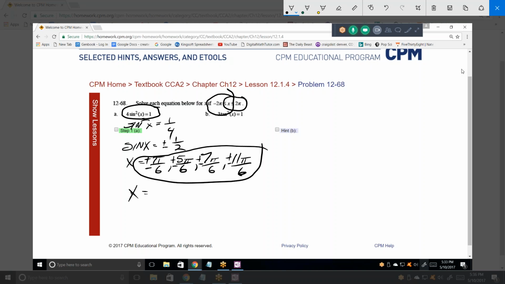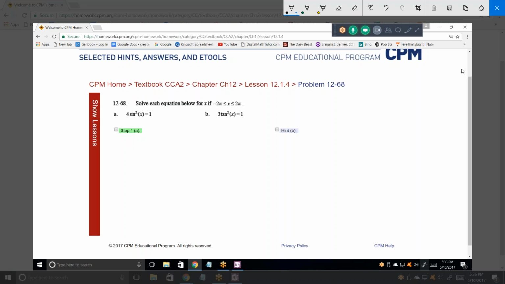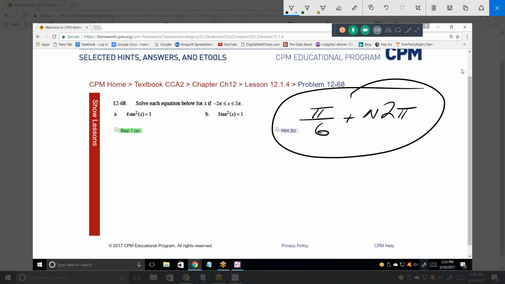Well, we only have 8 answers because they gave us a domain that was kind of expanded. Typically, the domain they give you is 0 to 2 pi. And occasionally, they will give you a domain that is negative infinity to positive infinity. And you have to put your answers in terms of k or n. Like pi over 6 plus n times 2 pi. Are you familiar with answers like that? You ever seen an answer like that?